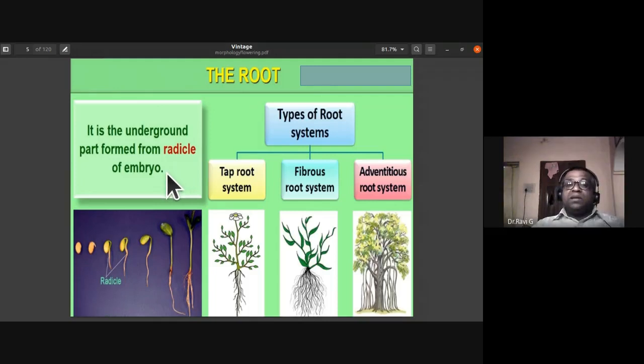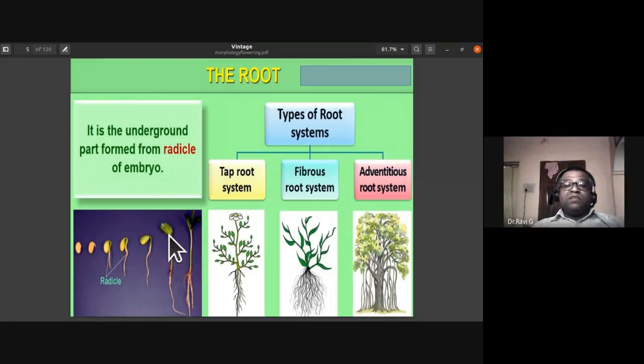Root is an underground part formed from the radicle of the embryo. See, when the seeds germinate, they produce a radicle which grows towards the soil. And the part of the seed which grows above the soil, we call it the plumule. So the seeds on germination produce the radicle which grows into the soil. The radicle is later going to develop to form the roots. You can see that the radicle has developed to form the roots.